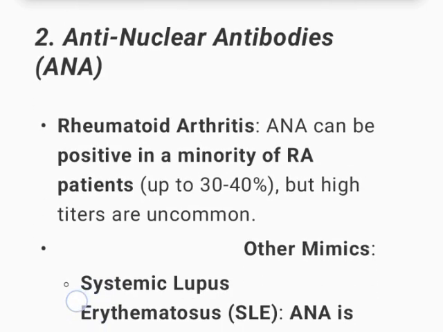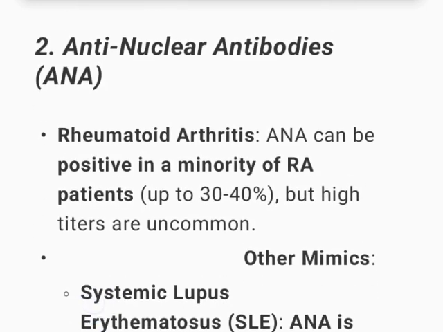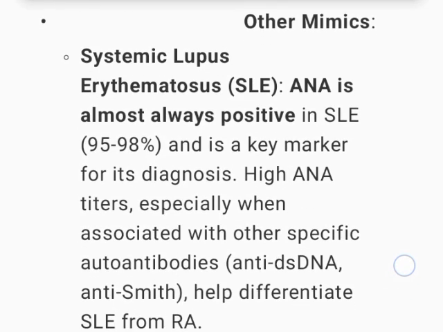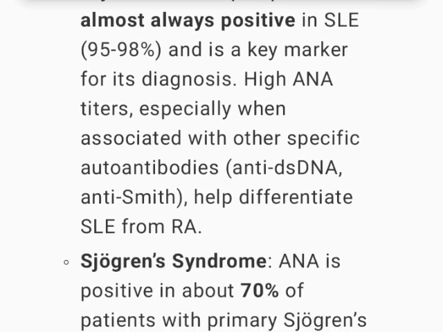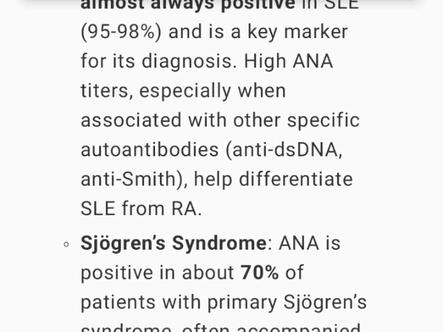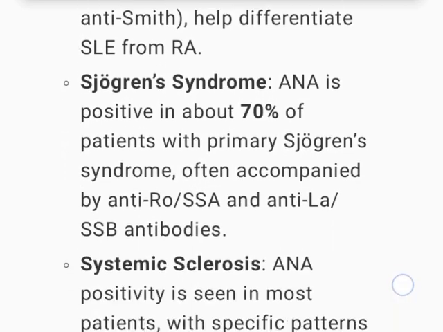2. Anti-nuclear antibodies, ANA. Rheumatoid arthritis. ANA can be positive in a minority of RA patients, up to 30 to 40%, but high titers are uncommon. Other mimics. Systemic lupus erythematosus, SLE. ANA is almost always positive in SLE, 95 to 98%, and is a key marker for its diagnosis. High ANA titers, especially when associated with other specific autoantibodies, anti-dsDNA, anti-Smith, help differentiate SLE from RA.